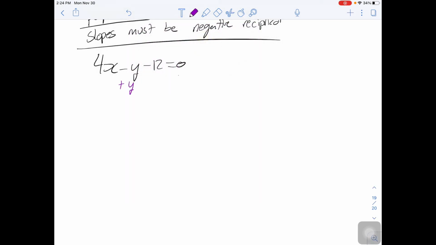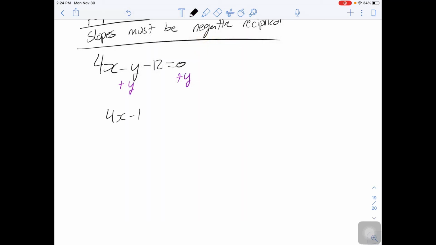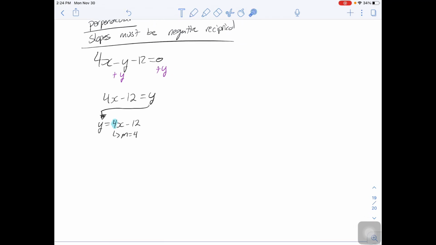So to be nice to myself, I'm just going to add y to both sides, and I will get 4x minus 12 equaling y. And recall that our brains usually imagine our y being on the left side of the equal sign. So we'll write it in that form. So we get y equals 4x minus 12. So what do we notice? Well, the slope here is 4, so m equals 4.